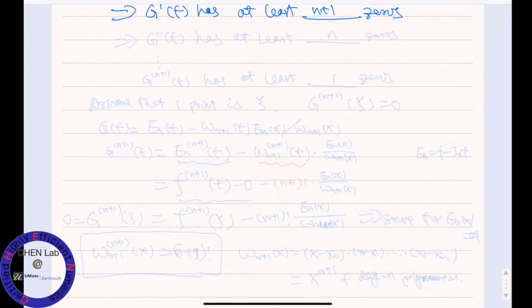Going on, the g prime has that many zeros, which means the g double prime of t has at least how many zeros? N, because g double prime is the derivative of g prime, right? Okay, so this means in the very end, if you take g's n plus 1 derivative at t, how many zeros does this have?